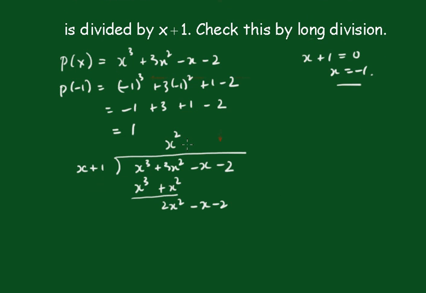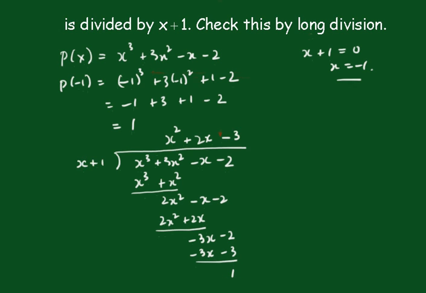Okay, now we're going to get a 2x squared, so we'll have a 2x here. So it becomes 2x squared plus 2x. Subtract that, these go out. Minus x minus 2x is minus 3x. Bring down the minus 2. We need a minus 3 here. Minus 3x minus 3. Subtract those, we get minus 2 minus -3 is minus 2 plus 3, which is 1. So we do in fact get a remainder of 1.